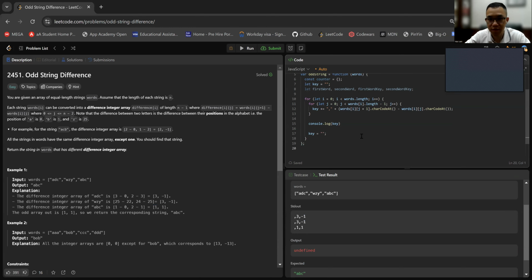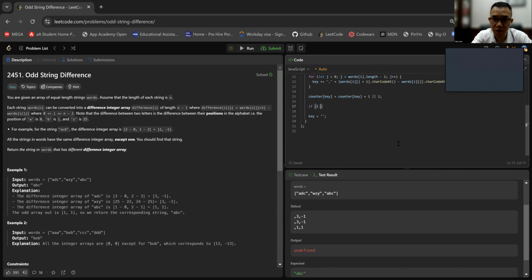Right, so same thing. Now we have the key. We need to put it into the counter. We need to count the occurrence of the key: the counter key equals the counter key plus 1. But if it is the first time, it's going to return undefined, and undefined plus 1 is going to be not a number. So in that case, we're going to put 1 into the counter.